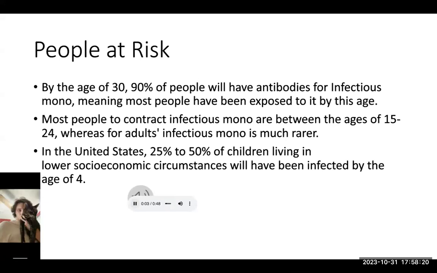So now we're going to be looking at people at risk. By the age of 30, 90% of people will have antibodies for infectious mono. That means that they were definitely exposed to it in some way by this point in their life. Most people that do contract infectious mono are between the ages of 15 and 24, whereas for adults, it's a much less common thing to see in someone. In the United States, 25 to 50% of children living in lower socioeconomic circumstances have been infected by the age of 4.